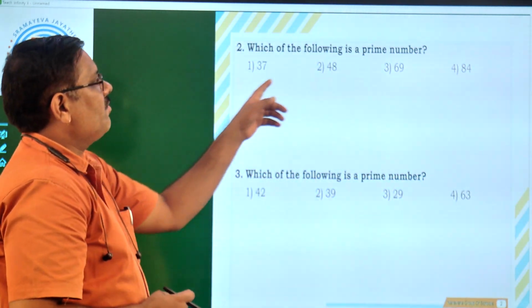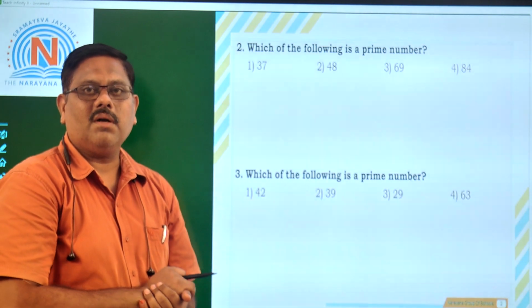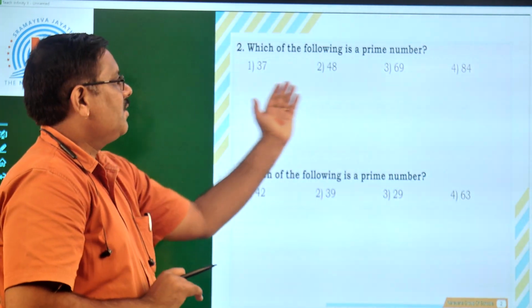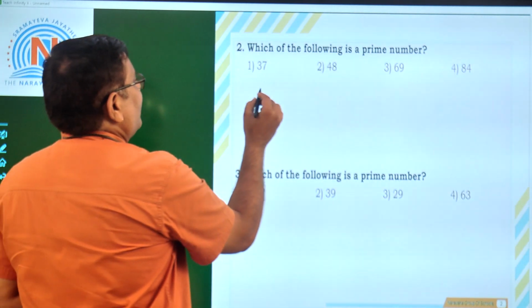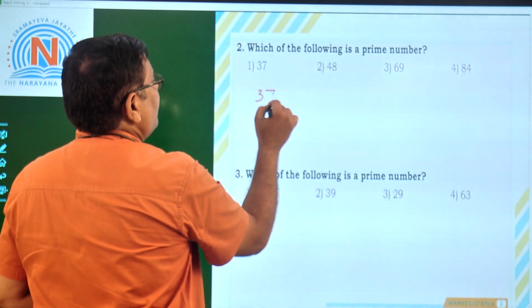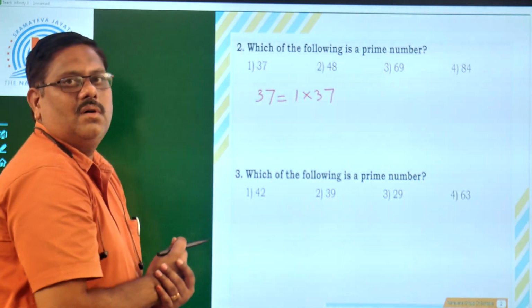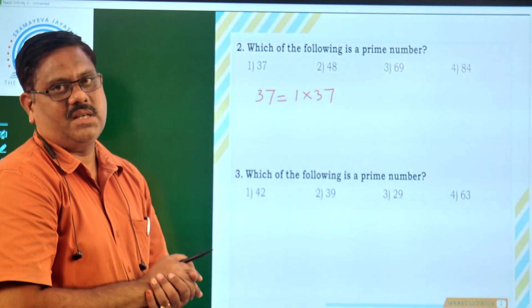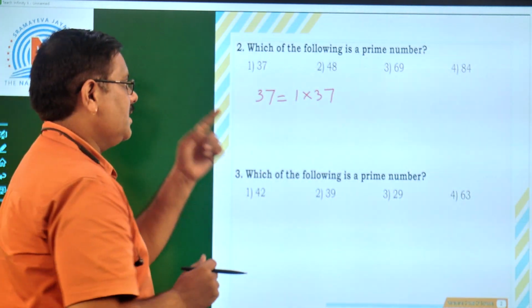Now, which of the following is a prime number? We have seen the definition of prime number. Now let us verify which of the given options qualifies to be a prime number. Let us take 37. 37 is 1 into 37. That's all. No other factor will exist for 37 other than 1 and 37. So 37, the first option, is the right option.